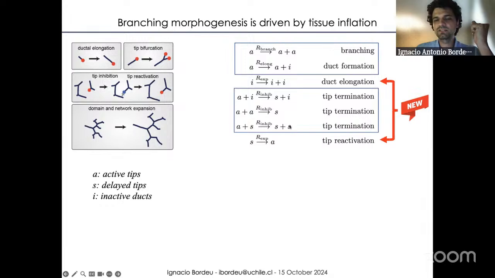So what's this new letter? The idea now is that we have active tips. Those are the ones that are actively proliferating. We have inactive tips, those are the ones that are being deposited as ducts. And we also have delayed tips. These are tips that are restricted by the tissue. So when there's inactivation due to interactions, tips are being delayed. They're not deactivated fully, and those can reactivate.